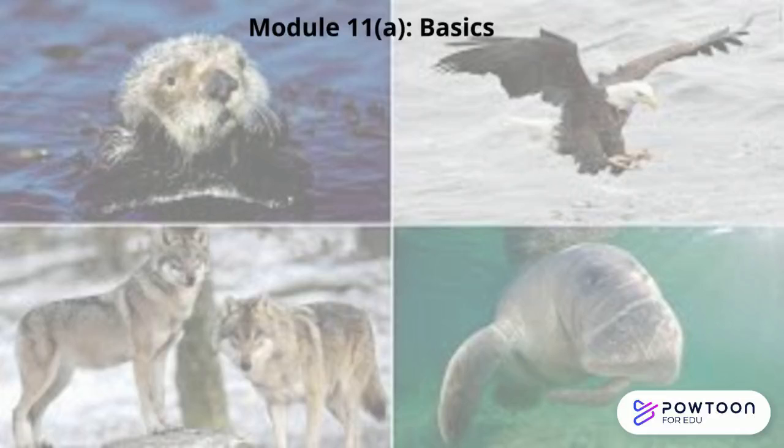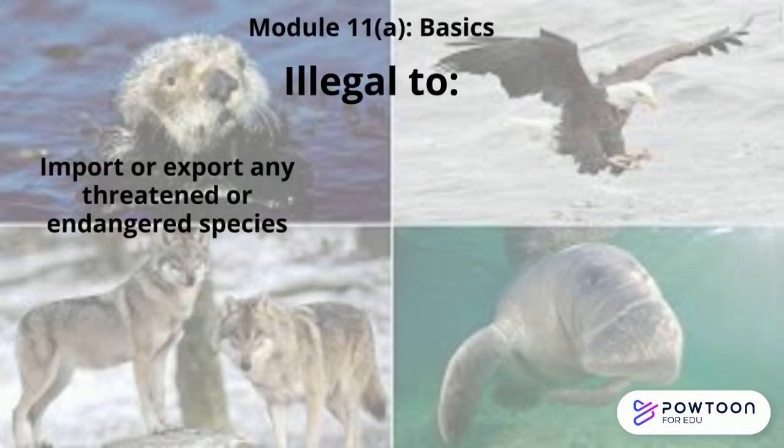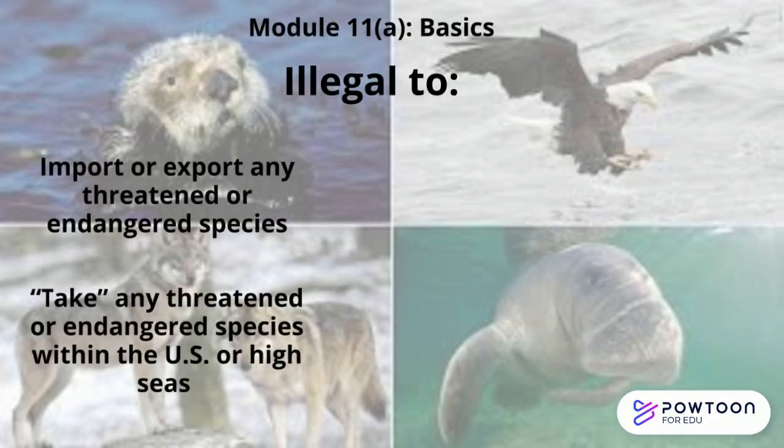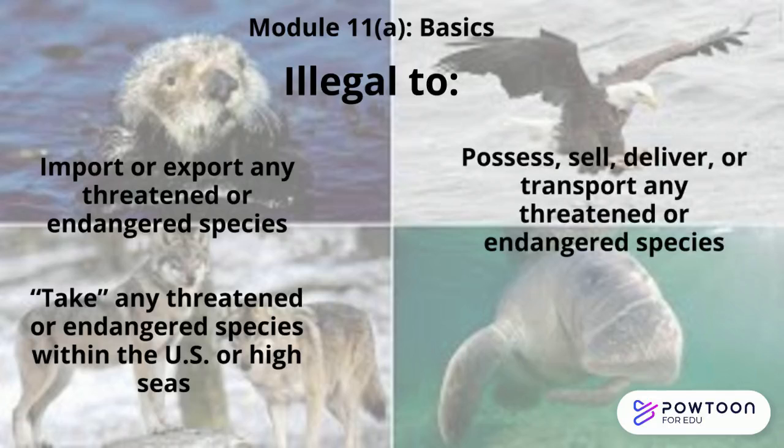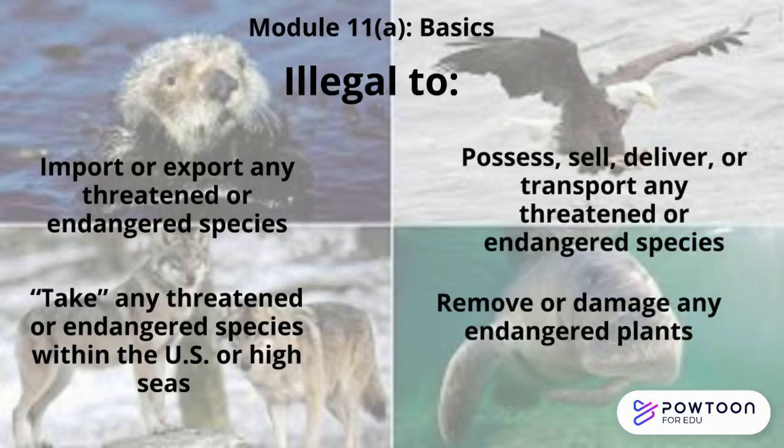The law prohibits the following: import or export of any threatened or endangered species, the taking of any species within the U.S., which we'll define in a moment, the possession, sale, delivery, or transport of any threatened or endangered species, and removing or damaging endangered plants. As always, there are exceptions, which we'll cover below.